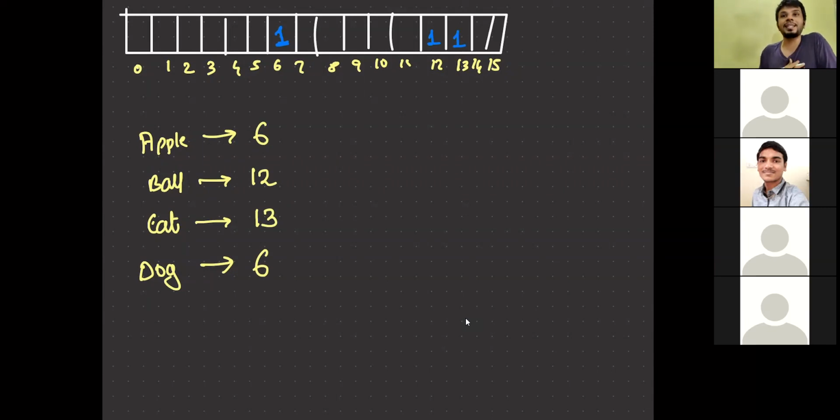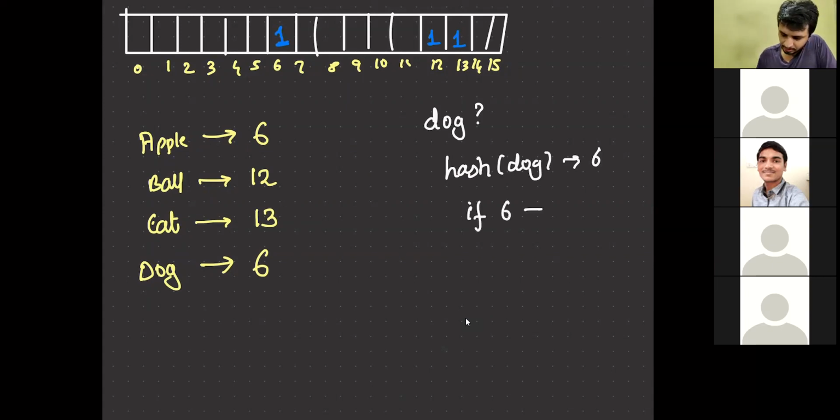Now let's say I'm looking for a key called dog. Does dog exist? So I would do a hash of dog, and I would get 6. I would check if 6 is 1. If the bit at 6 is equal to 1, is it? Yes. So basically dog could be present, because now it is one. It is not guaranteed that dog is present. It could be present.